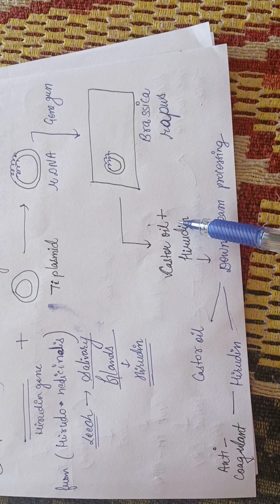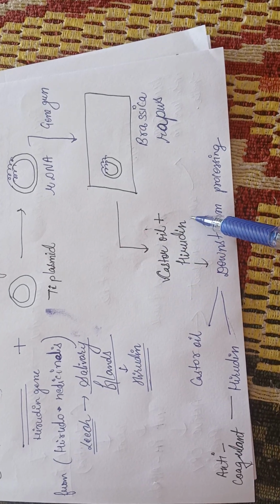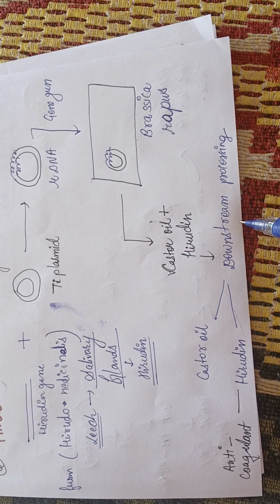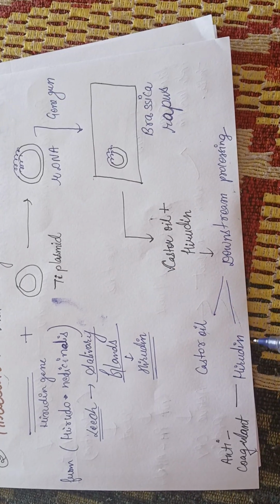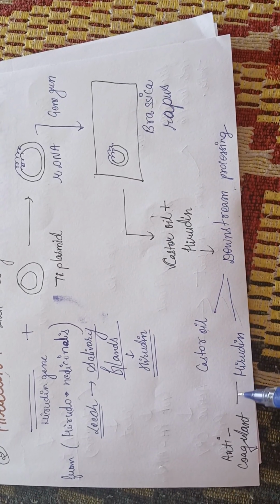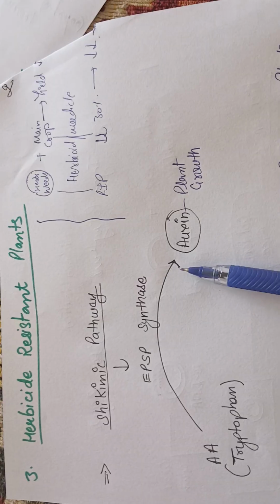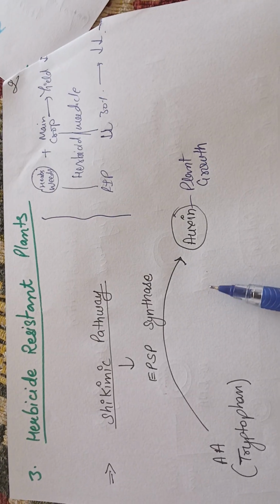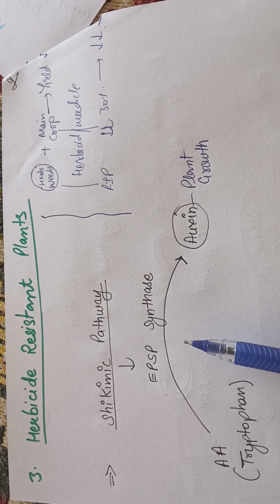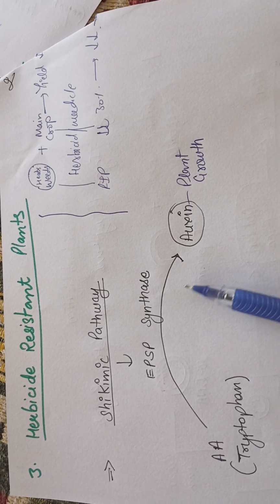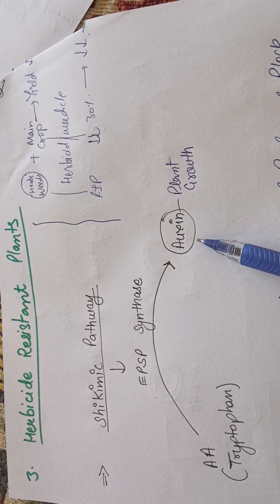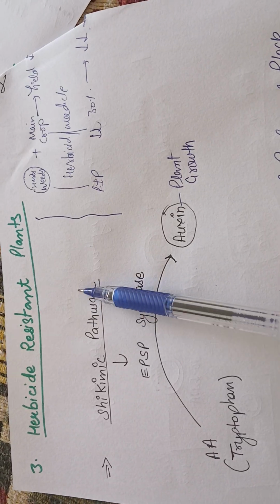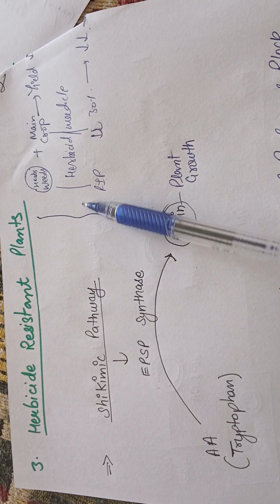We want to separate the castor oil and the hirudin. This can be done with the help of downstream processing, and then we get separate castor oil and separate hirudin, which is the anticoagulant. The third application given in NCERT, since we will basically cover all the NCERT applications from biotechnology, which is important from the exam point of view, is next: herbicide resistant plants.